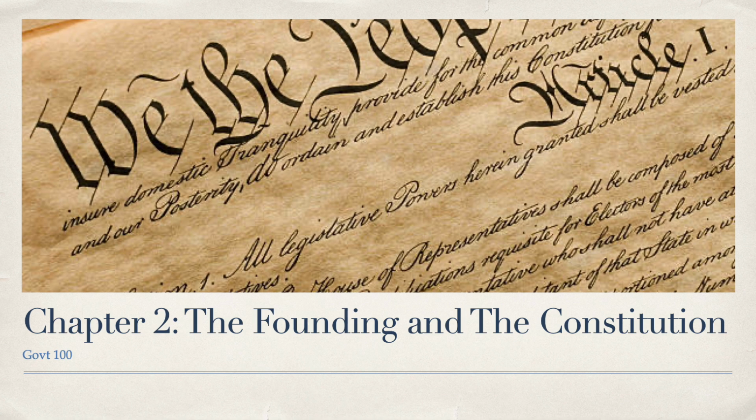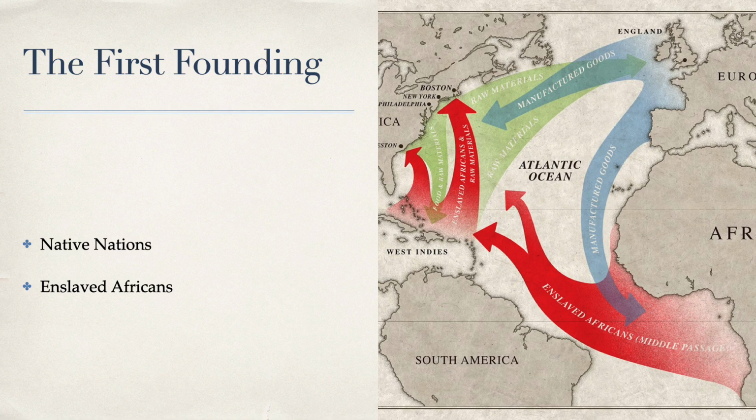When we examine the founding of the country, we need to remember two additional processes that are occurring at the same time: the land removal from native nations and the enslavement of Africans. So with the native nations, before the arrival of Europeans, hundreds of independent native nations existed, consisting of millions of native peoples. In fact, there were over 60,000 Native Americans living in what would later become the New England colonies.